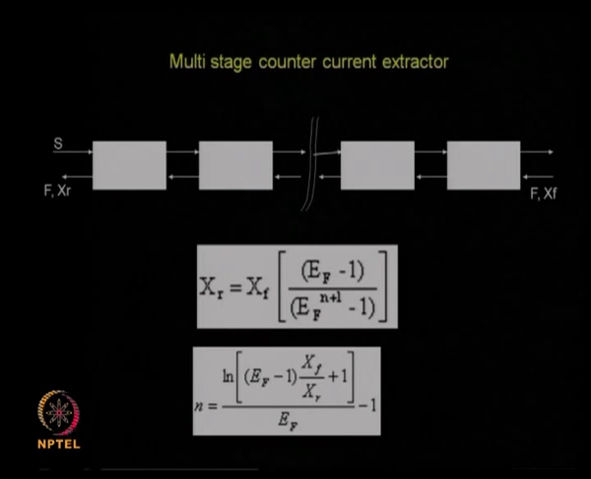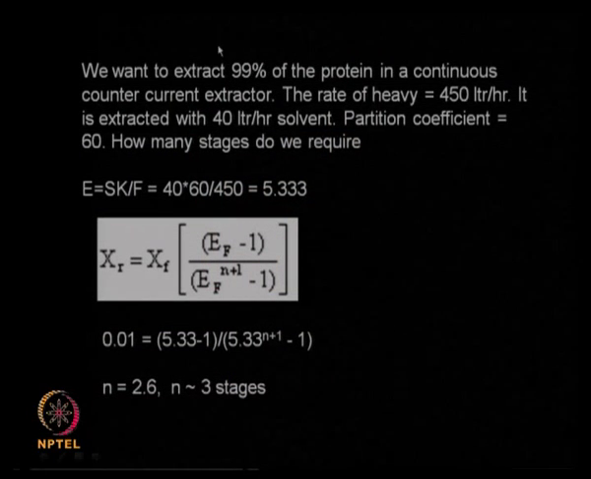So this is the equation for a multi-stage counter current process. If you remember the previous equation for a system where you have cross flow, and if you look at this counter current, both are very different types of equations. Okay. Now we want to extract 99% of a protein in a continuous counter current extractor. The rate of heavy is 450 liters per hour, okay, that is feed, and it is extracted with 40 liters per hour of solvent, that is S. Partition coefficient is given as 60. So how many stages do you require?